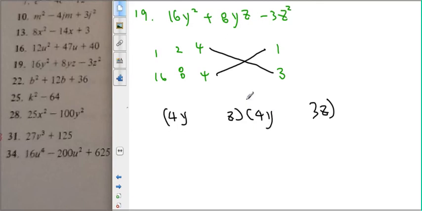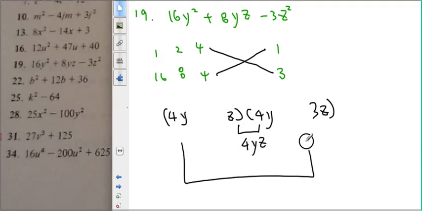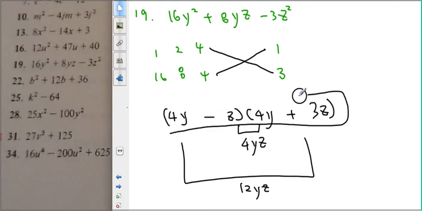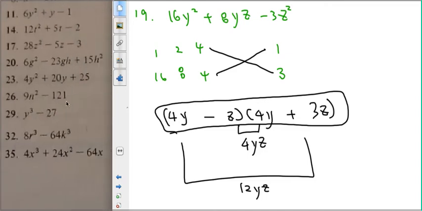And here we get 4yz, and here we get 12yz. Now, we're looking for positive values, so this one has to be positive while this one has to be negative. That becomes our answer. Number 19. Number 20.